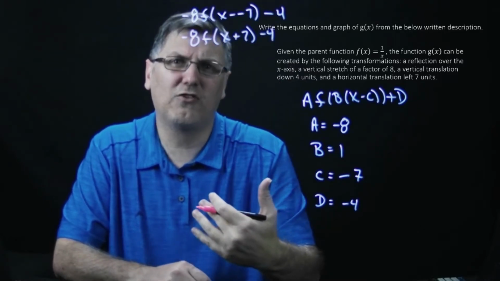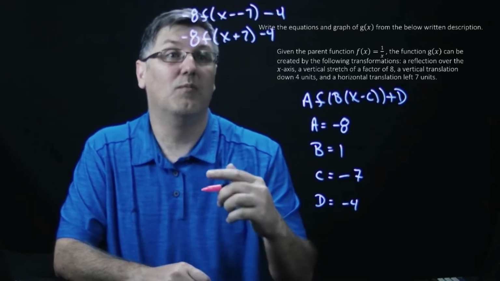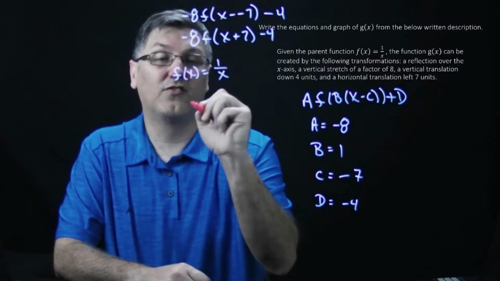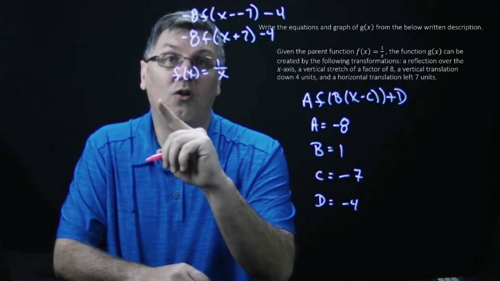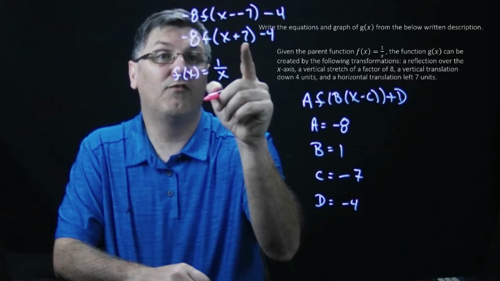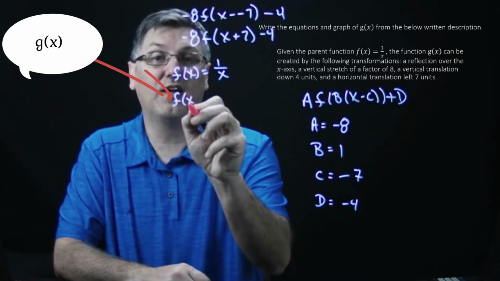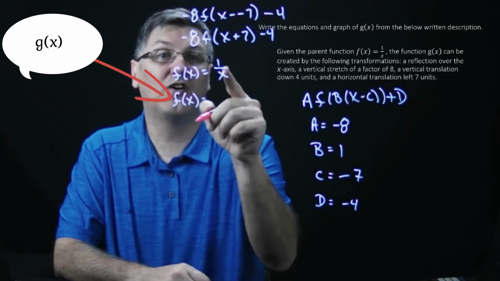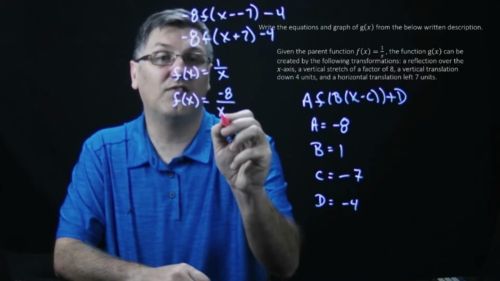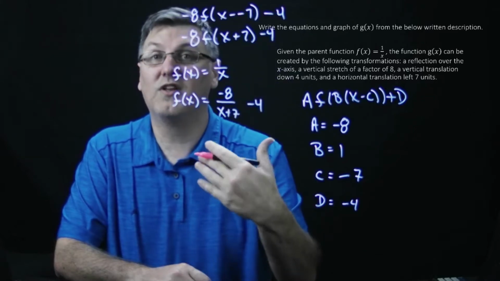Well, what happens if I actually don't want the generic equation? I want the actual equation. Well, that's pretty simple, pretty straightforward. My f of x is 1 over x. So all I want to do is plug everything in. If my f is 1 over x, that means everywhere there's an x, I put this x plus 7, and then these just go on the outside like normal. So I'd have g of x equals, well, if I do negative 8 times this, I'm going to get negative 8 over, my x, I just put in the x plus 7, and then the minus 4. So this equation and this equation are the exact same thing.